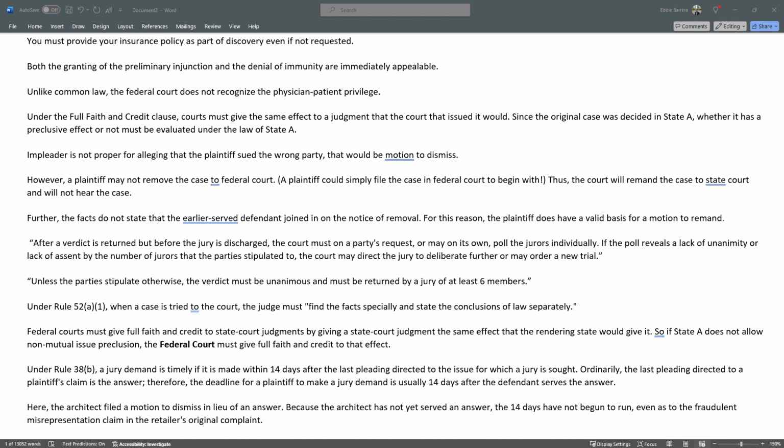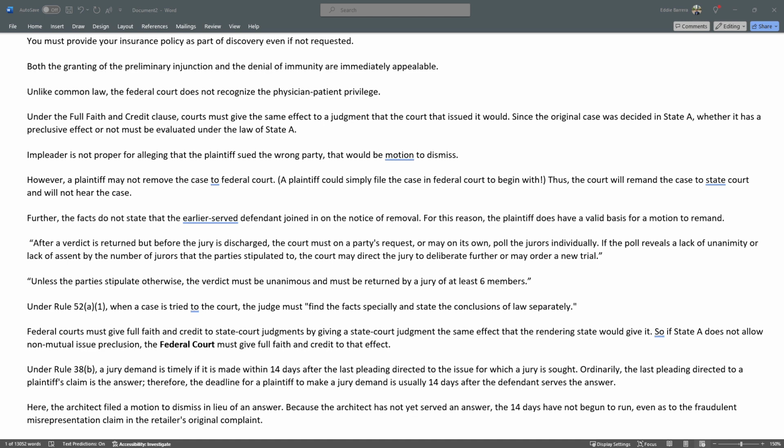Impleader is not proper for alleging that the plaintiff sued the wrong party. That would be a motion to dismiss. However, a plaintiff may not remove the case to federal court. A plaintiff could simply file the case in federal court to begin with. Thus, the court will remand the case to state court and will not hear the case. Further, the facts do not state that the earlier served defendant joined in on the notice of removal.